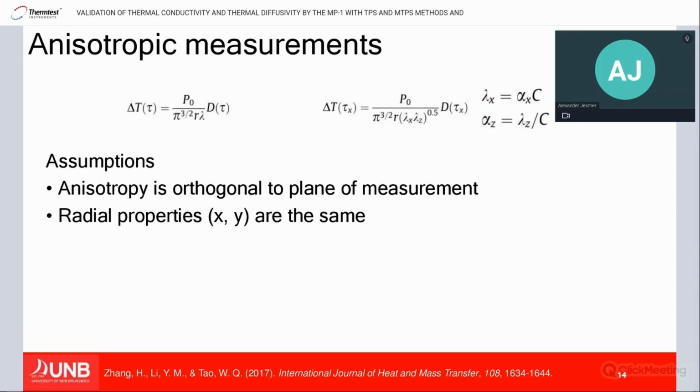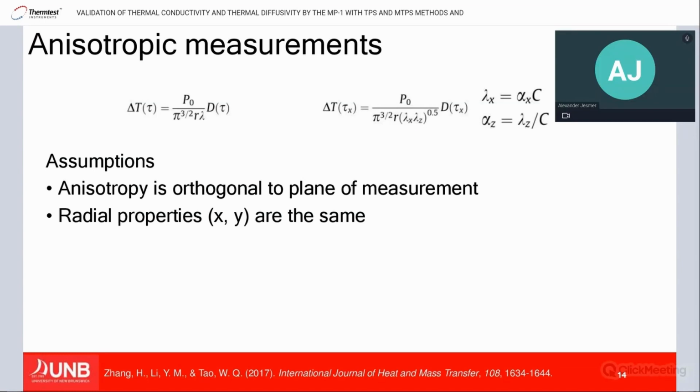And when you're doing an isotropic measurement, you're just looking at one single bulk conductivity. But over on the right side, you see that we are looking at two different lambdas that are multiplied by each other in the denominator of the formula. So we're looking at lambda in the XY plane, and then lambda in the Z direction, or in the through plane, or the axial direction. It can be called a few different things.